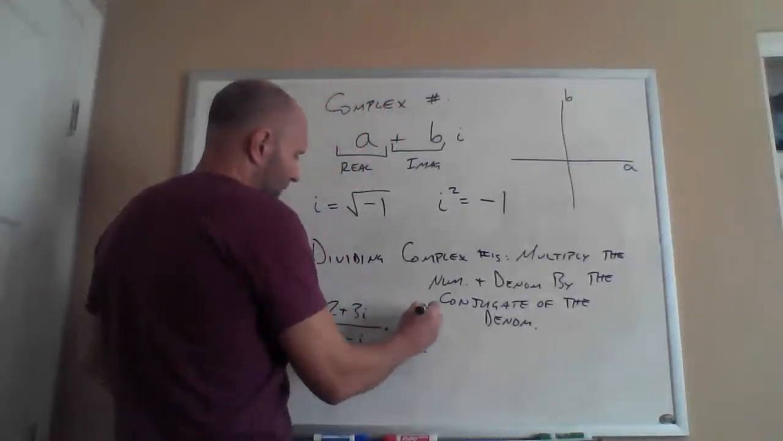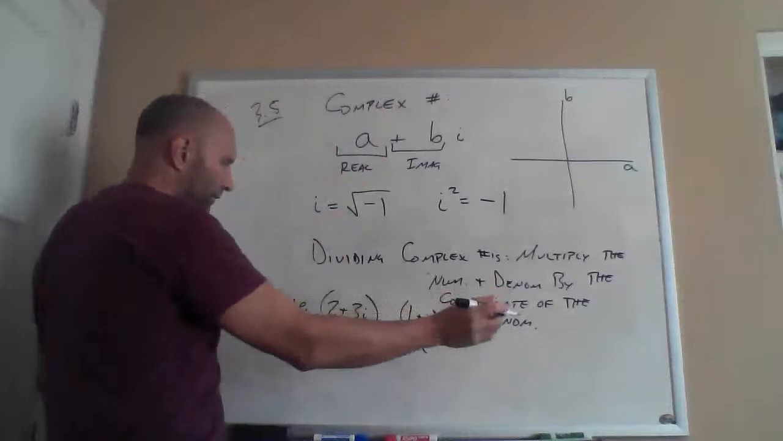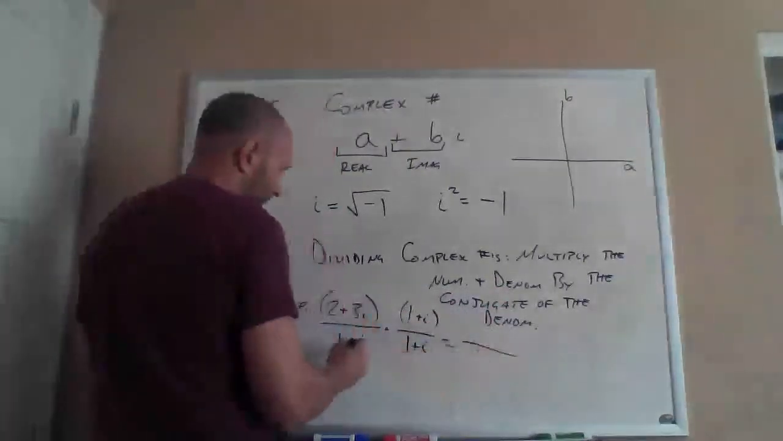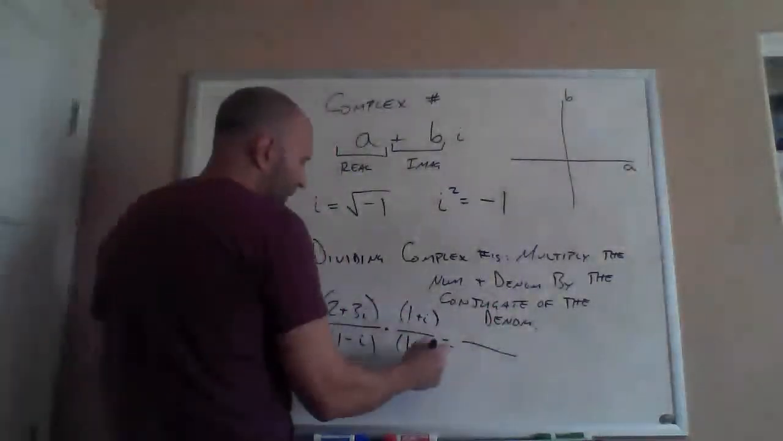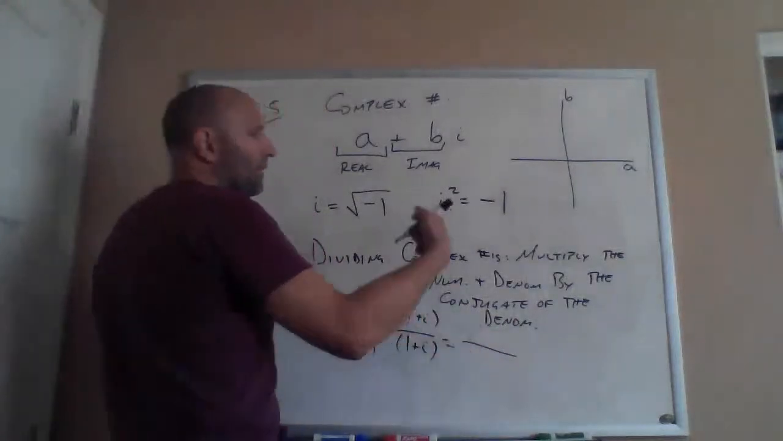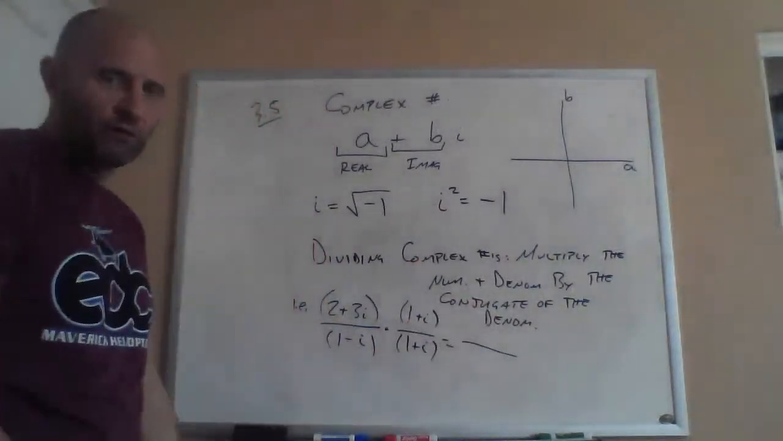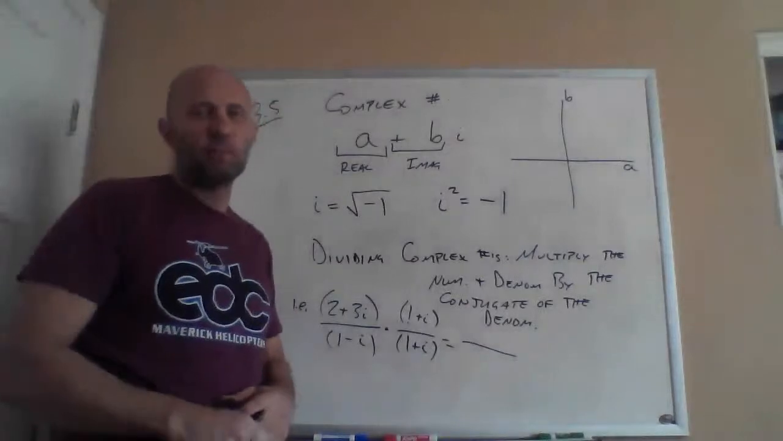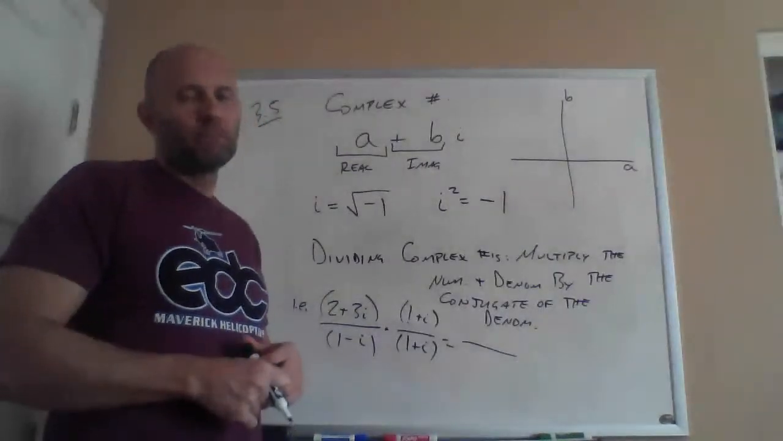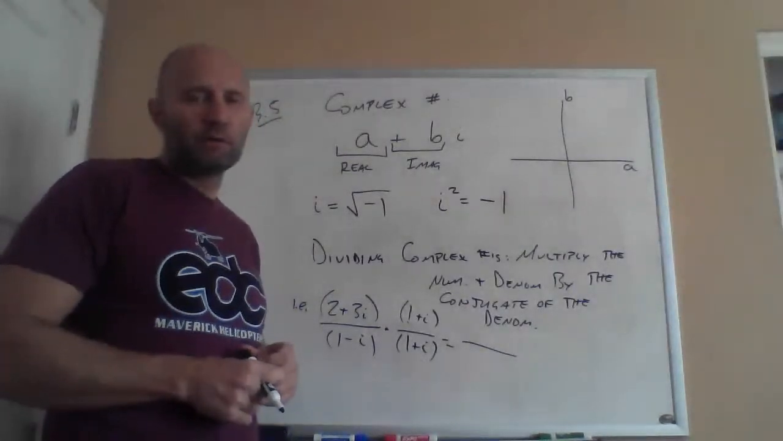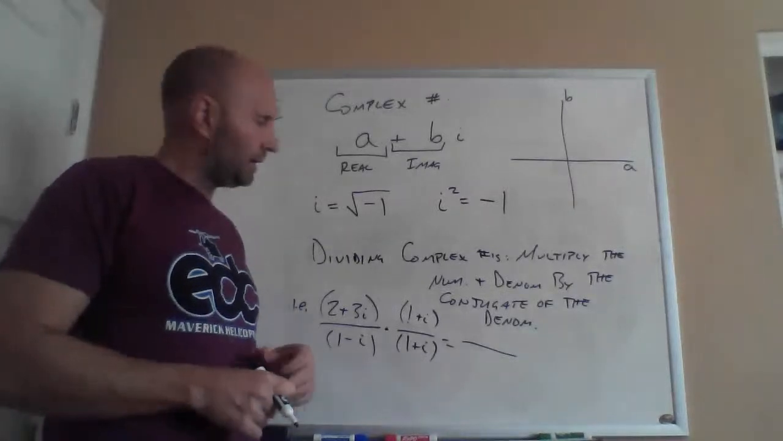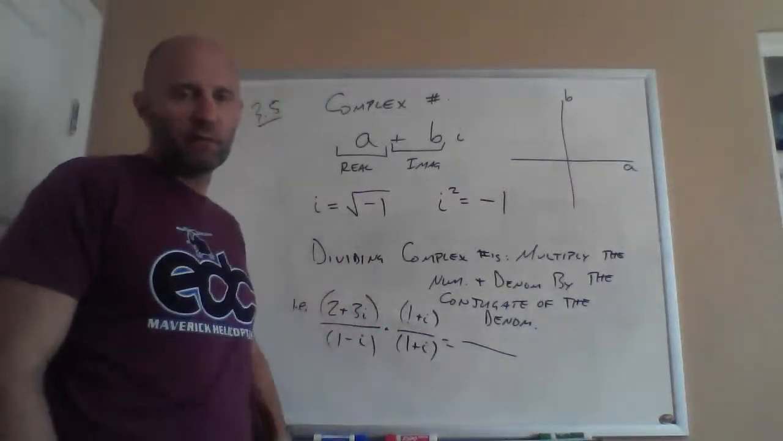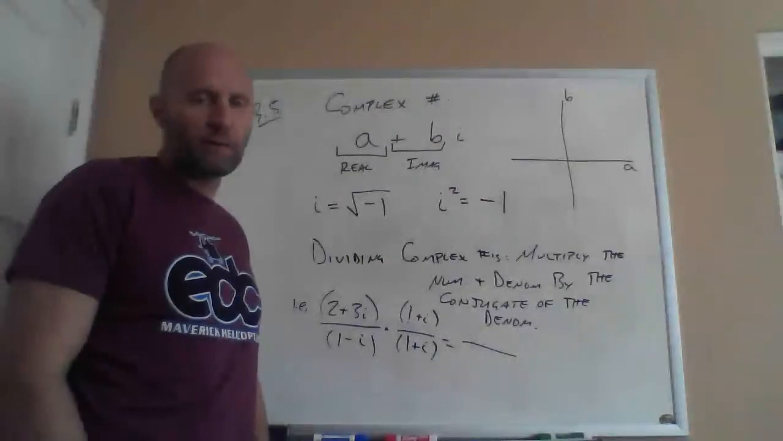Then go ahead, FOIL the numerator, that'll give you some answer. FOIL the denominator, that gives you another answer. Then you can tell me what is the real and what is the imaginary part. Does that make sense there? Any questions on that? Anything about the complex numbers there?